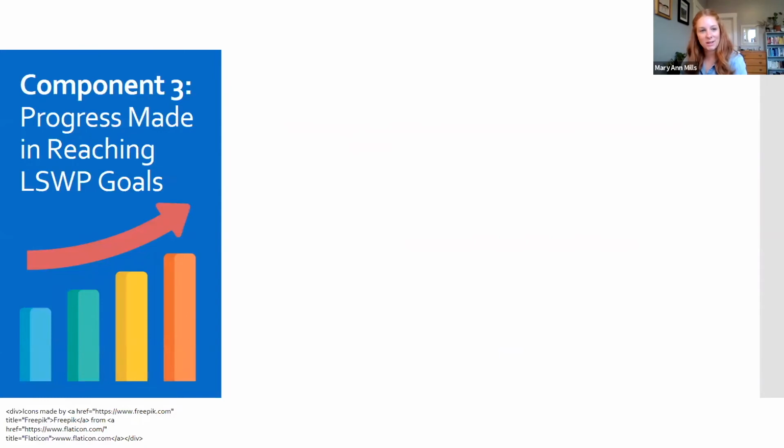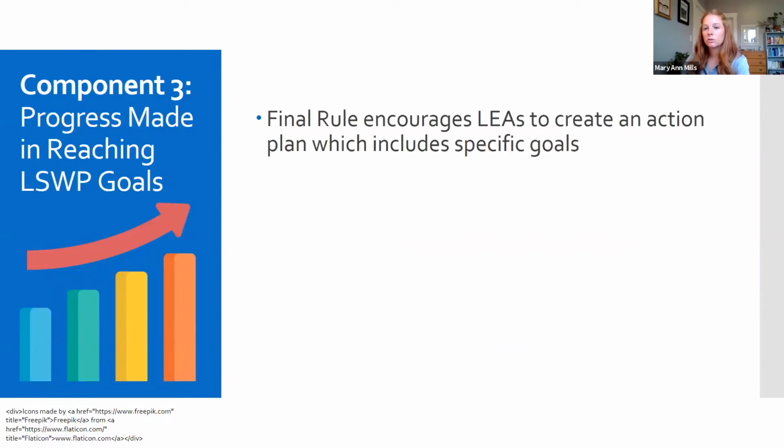Okay, so the third component is progress made in reaching local school wellness policy goals. I did just want to remind you that the final rule encourages local educational agencies to create an action plan around their school wellness policy that includes specific goals. So many folks have already completed an action plan, and this is their opportunity to assess whether they're reaching the goals that they've set forth for their district.